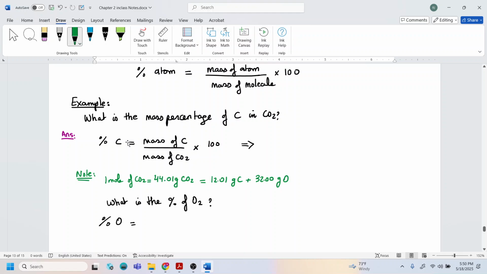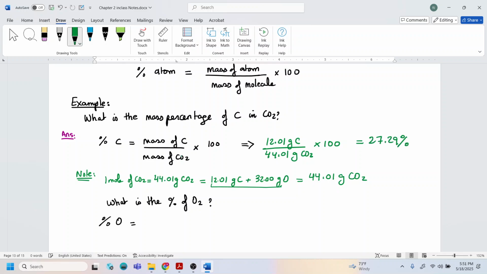To get the mass percent, you use the formula: the mass of the atom divided by the mass of the molecule. So it's the mass of the carbon divided by the mass of carbon dioxide times 100. The mass of carbon dioxide is the molecular weight of carbon dioxide that you can easily calculate, and that is 44.01 grams of CO2. The mass of carbon is 12.01 grams of carbon. So you take 12.01 grams of carbon, divide by 44.01 grams of CO2, and multiply by 100. The answer is going to be in percentage.